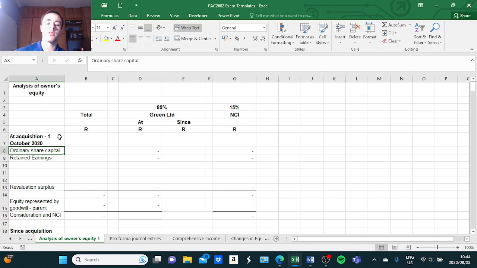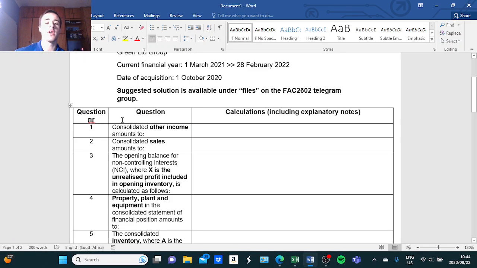Okay, so for the first question, we are asked to calculate the amount of other income that will be disclosed in the consolidated statement of profit or loss and other comprehensive income for the year ended 28 February 2022. So now we need to take all the information into account that has an effect on other income. And you will find that information in your trial balances as well as under additional information, because there can be intergroup income that must be eliminated for consolidation purposes.